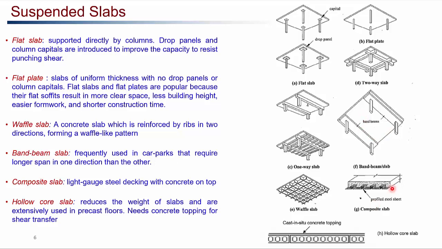The composite slabs, on the other hand, use a light steel decking system as the permanent formwork, and the slab is cast on it. The hollow core slab, as you can see here, has hollow cores in it, which helps to reduce the weight of the slab. They are mostly used in precast slabs.